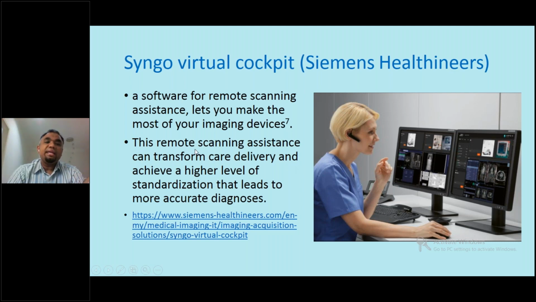So this remote scanning assistance can transform care delivery and achieve a high level of standardization that leads to more accurate diagnosis. If you want to read further about the virtual cockpit, you can log in to this web page. This concept for me is quite interesting. You don't need to move the human, but you still can perform a good scan on the patients.